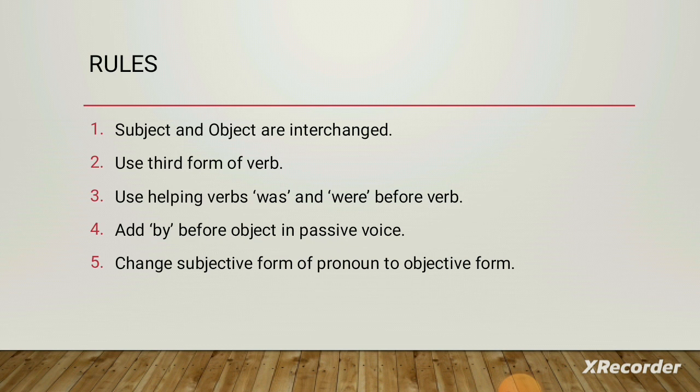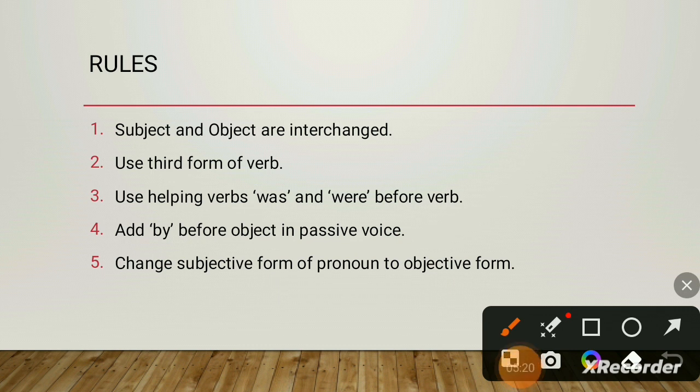So we have gone through the examples and now we try to understand what rules we have followed. We have replaced subject and object, which we have already learned in previous tenses. In the present tense also we did the same, so in all passive voice it will be the same. Use third form of the verbs, this is the same rule. Use helping verbs was and were.